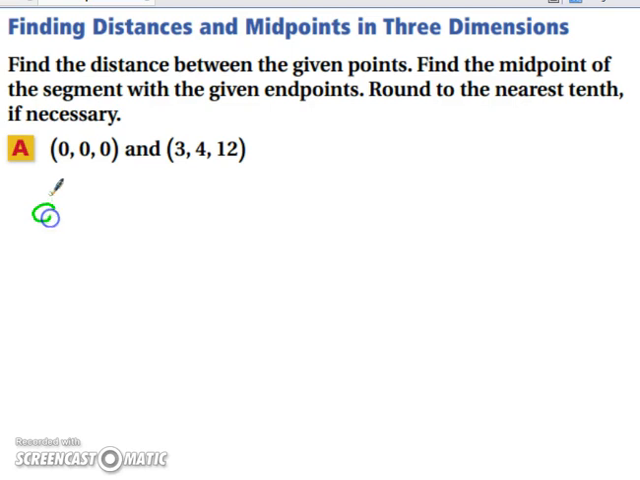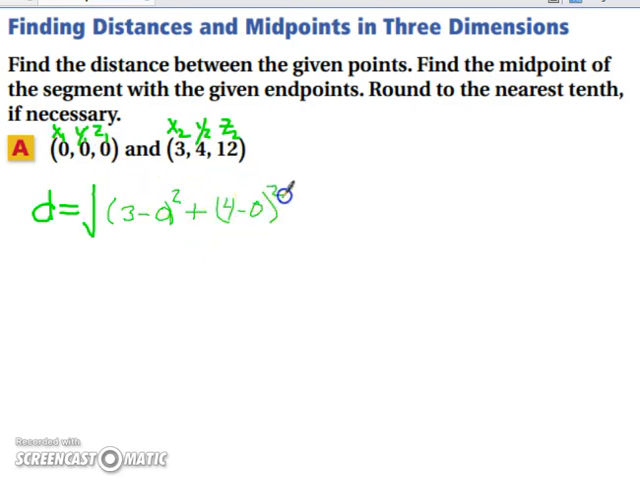The distance equals, and then we'll label them here, so we've got x1, y1, z1, and then we have x2, y2, and z2. Alright, so our first one said x2 minus x1, so we're going to take that quantity, so 3 minus 0, and then we square it. And then we're going to add our y, so we have y2 minus y1, so we have 4 minus 0, and then we're going to square that one.